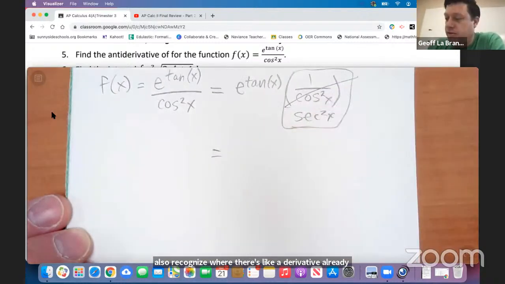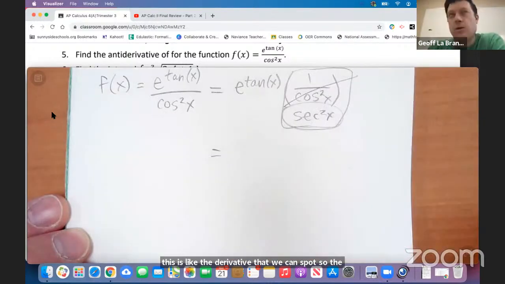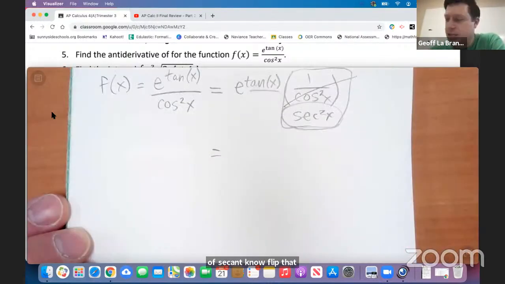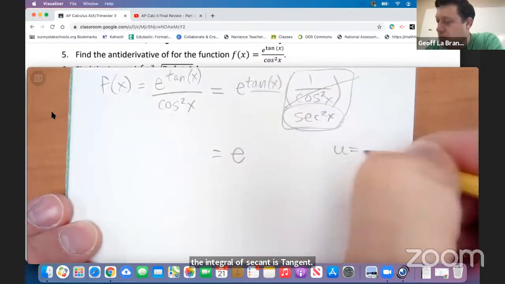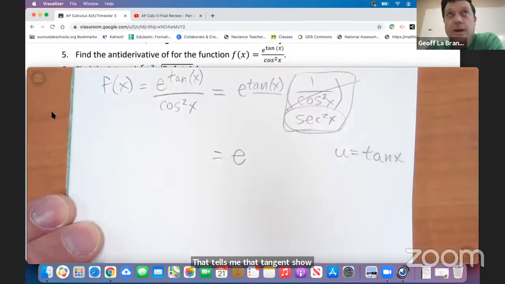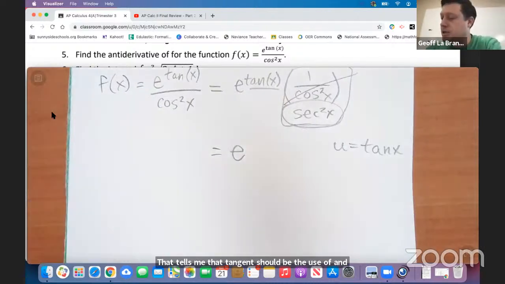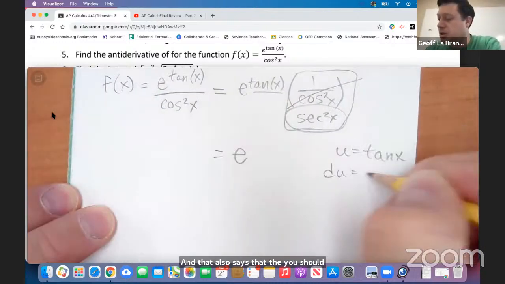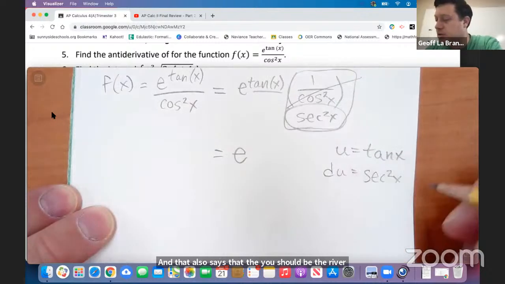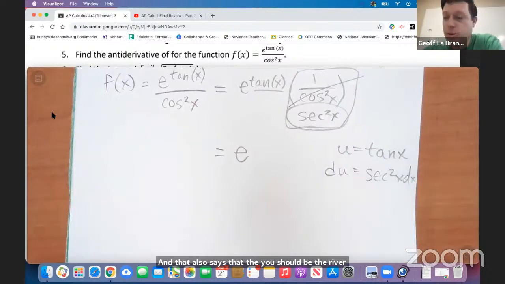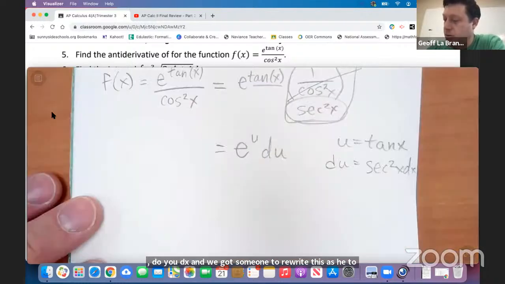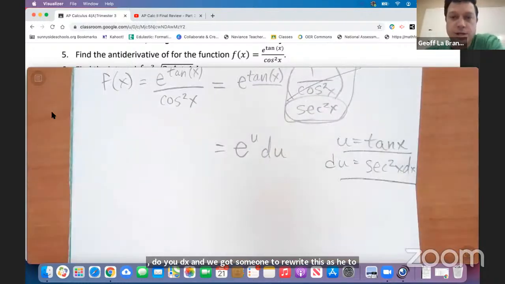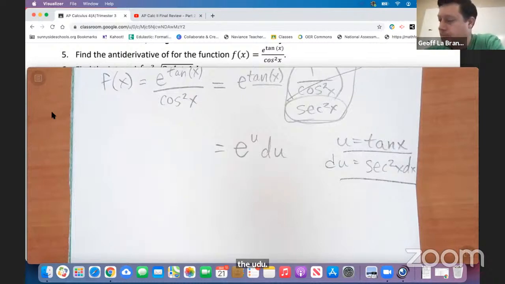So the derivative of secant, no, flip that. The integral of secant squared is tangent. That tells me that tangent should be the u sub, and that du should be the derivative, du dx. There we go. So I'm going to rewrite this as e to the u du, where u is tangent and du is secant squared.